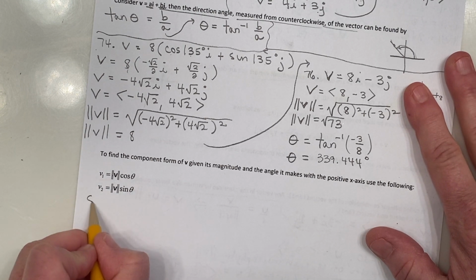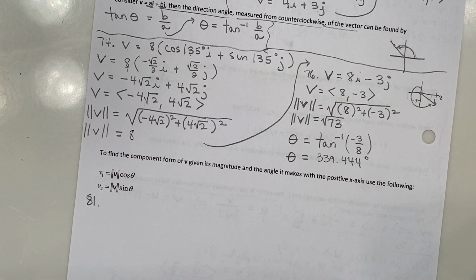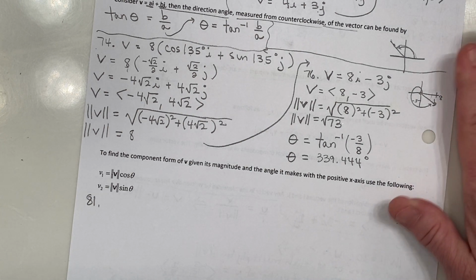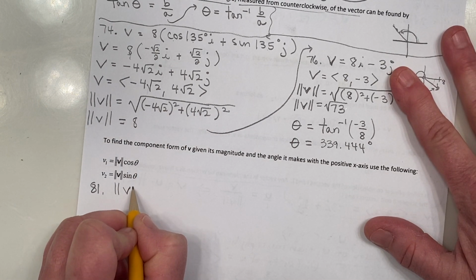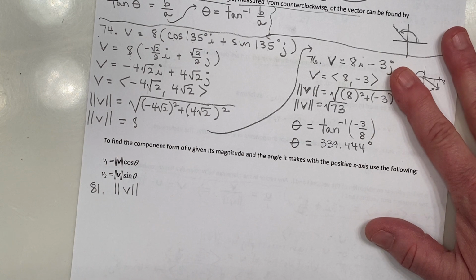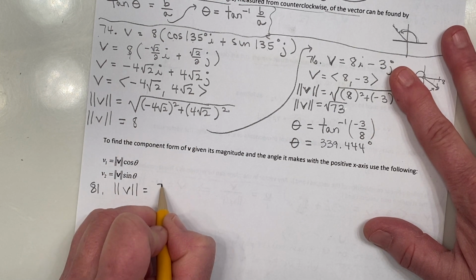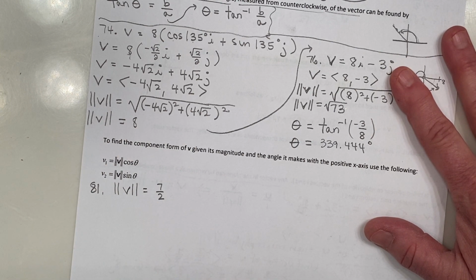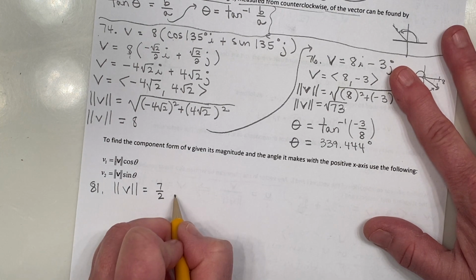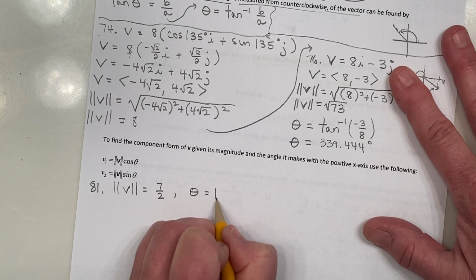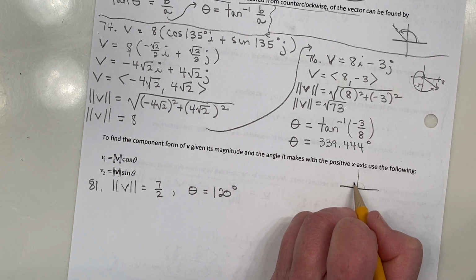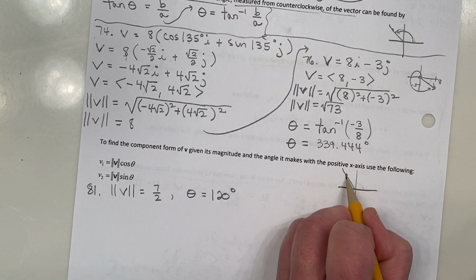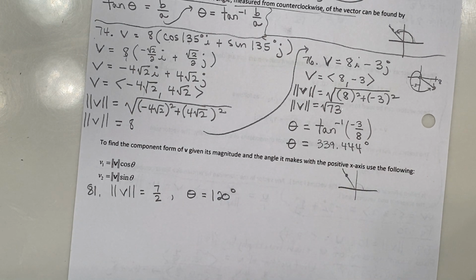All right, so we're going to do 81. So we're finding the component form. That's exactly how the directions are worded for 81. Okay, so we're given that the magnitude, the length of this vector from the origin, is about 3.5, and that its angle made with the positive x-axis is 120. So we do know 120 would be somewhere over here. So our component form should be negative, positive.